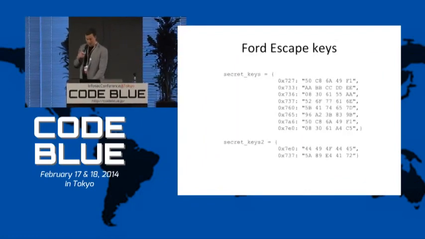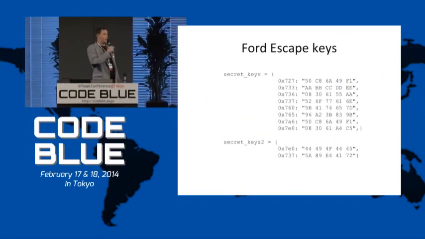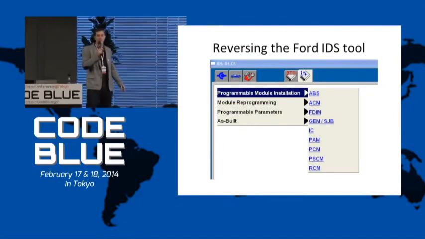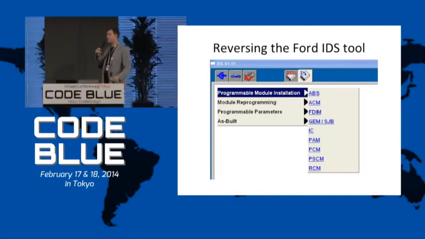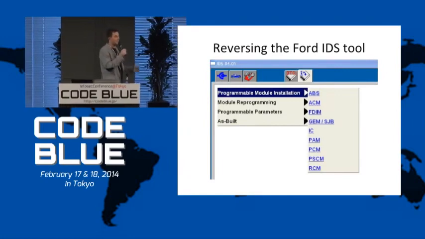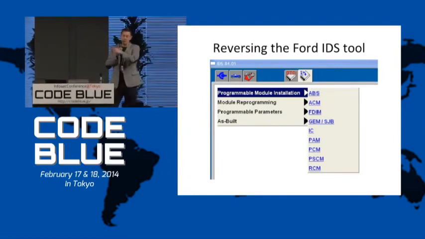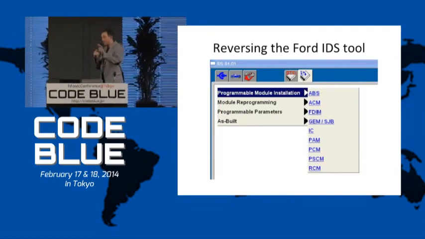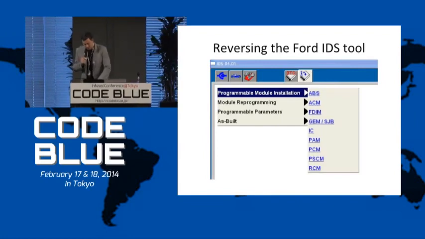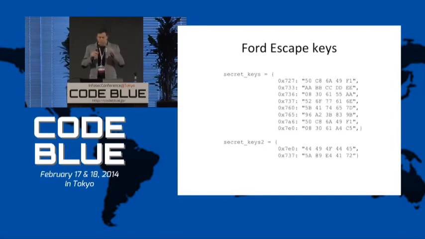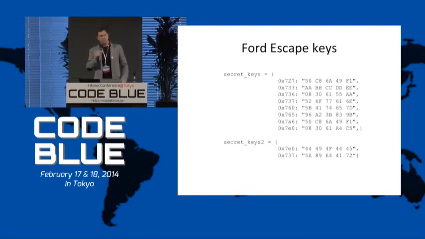How'd we get all the other keys, though? The mechanics tools. This was the easiest part of this project for Charlie and I. We're reverse engineers by trade. So the mechanics tools are simple Win32 applications, and they hold all the secrets in them. Because the secrets aren't sent between the ECU and the mechanics tool. They both reside on the ECU and the mechanics tool, so you can get them from there. So there's all the keys for the Ford, Lincoln, Mercury, Mazda, to unlock ECUs in them, right?